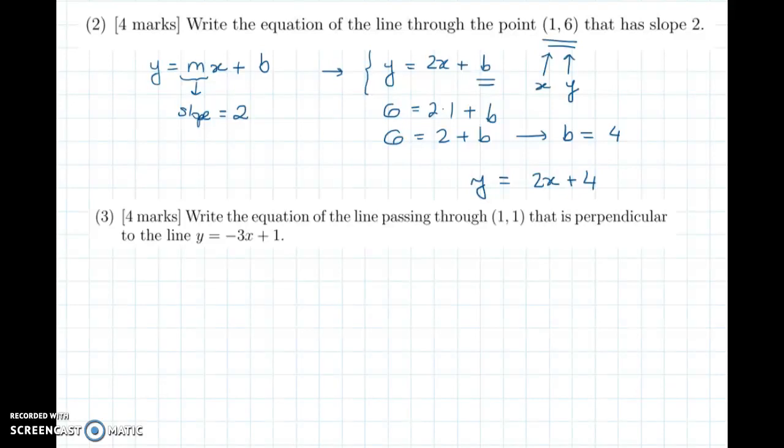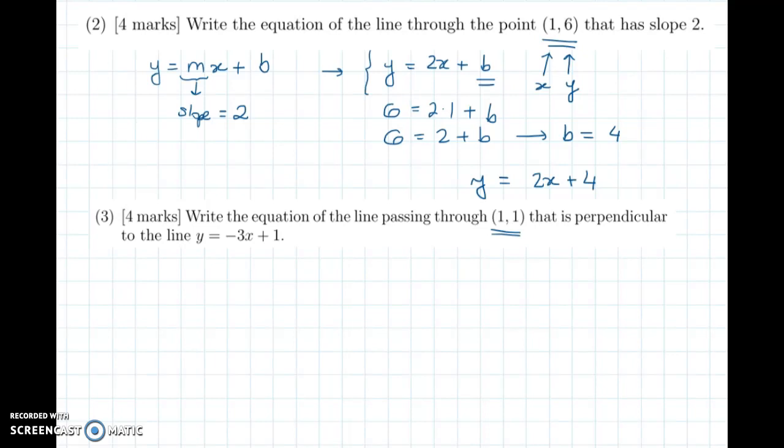We are ready for question 3. I kept question 2 on the screen because we are going to see that they're actually very similar questions. Question 3, we are requested to write the equation of a line passing through a point (1, 1) and being perpendicular to a line y equals minus 3x plus 1. So we can see immediately that the passing through a point condition is the same we had for question 2.